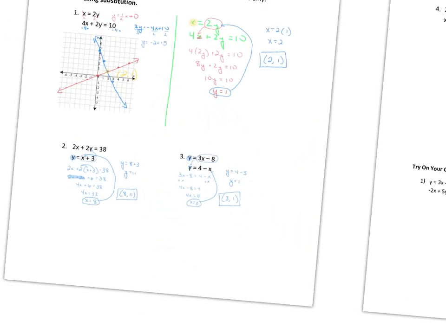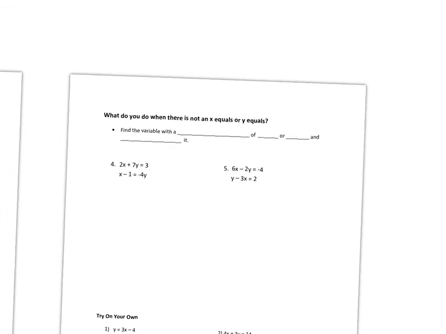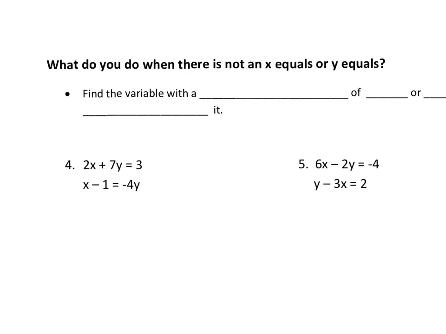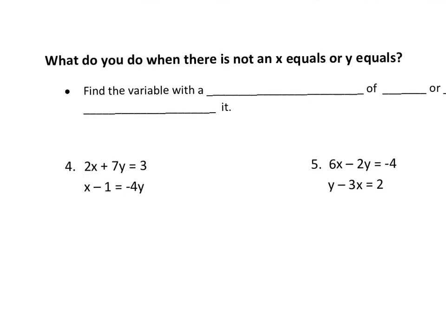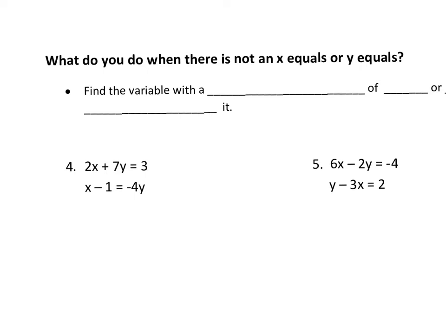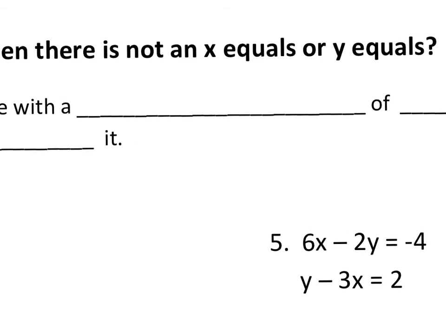Okay. All right, so now we go to page 2 here. It's kind of easy to do when it's already x equals or y equals, but the question becomes, what the heck do we do when we get an equation and now we don't have an x equals or y equals? If I'm looking at both 4 and 5, neither one is set up for substitution right away because I don't have an x equals or a y equals. So what do we do? What we're going to do is find the variable with a coefficient.